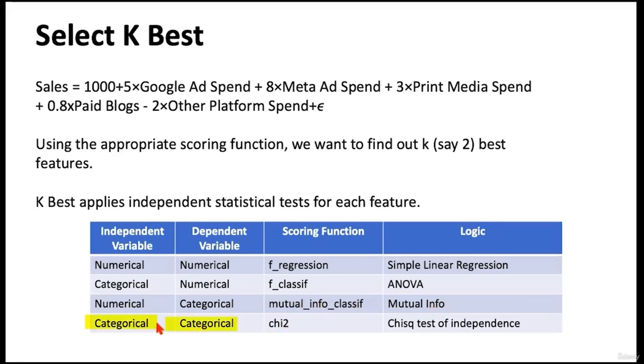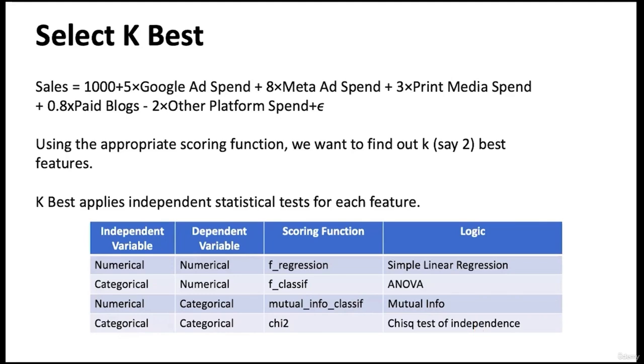And if both the variables are categorical, you're trying to predict defaults, but you have some kind of a category, which could be, let's say, the educational qualification of the person, which is a category, and the outcome is also a default, non-default status. Both variables are categorical, then you can perform a chi-square test of independence or dependence. So this is a quick summary to help you choose the right scoring function.